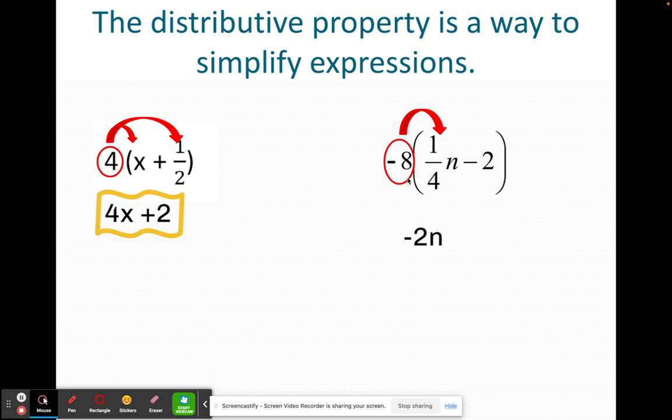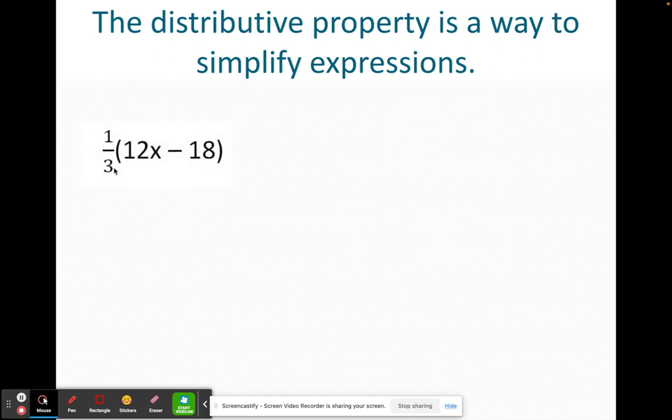Now, when you multiply this negative times this 2, I want you to think of that as a negative 2 you're multiplying it by. So negative 8 times a negative 2 will give me a positive 16. Next, I have 1/3 times 12x minus 18. 1/3 of 12x will give me 4x. 1/3 of that negative 18 will give me a negative 6. So 4x minus 6.